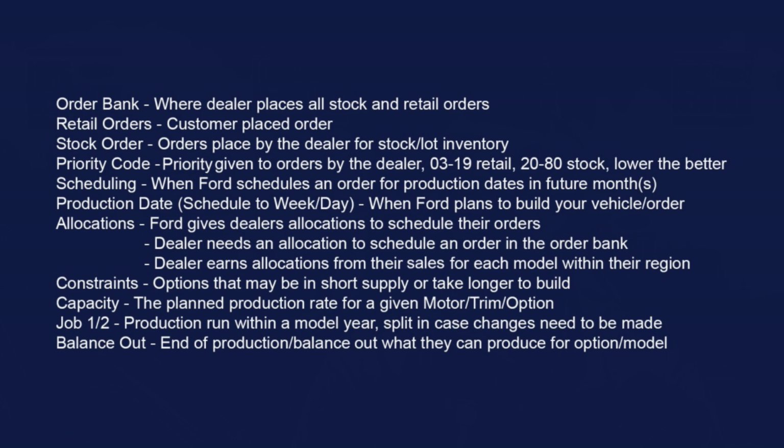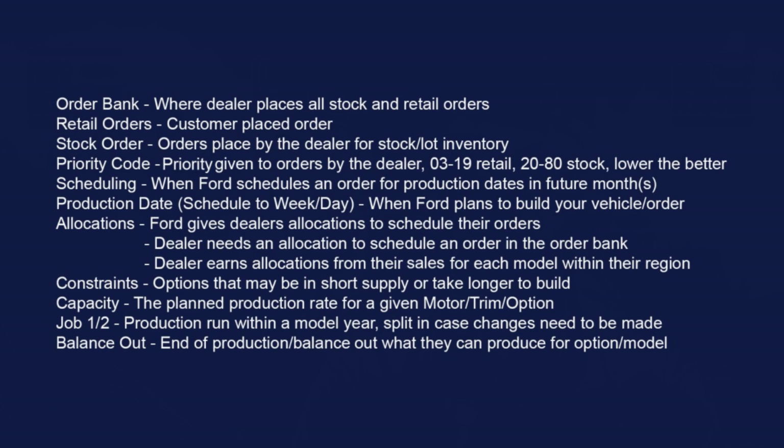Both of those orders are put into the order bank, which is where a dealer places those stock and retail orders. Now, the priority code on a retail order can be anywhere from 03 to 19, whereas on a stock order, it can be anywhere from 20 to 80. Usually when Ford puts in those stock orders for the dealer, they'll put them in as 80. Dealers can then prioritize the ones that they put in, customize and edit those orders, and then move them to a 20 if they like.